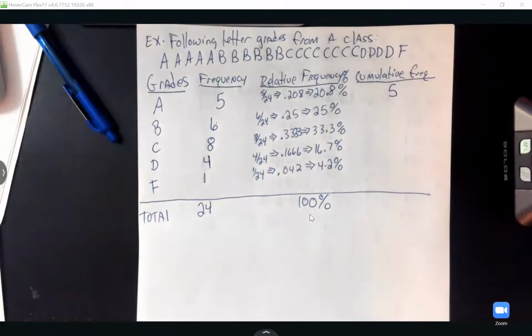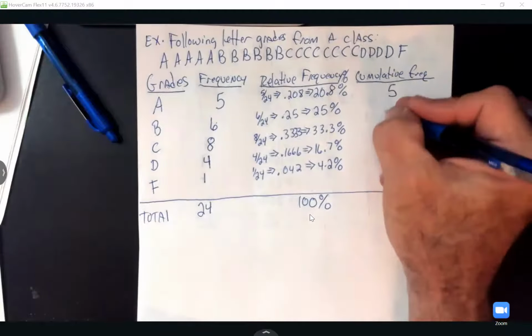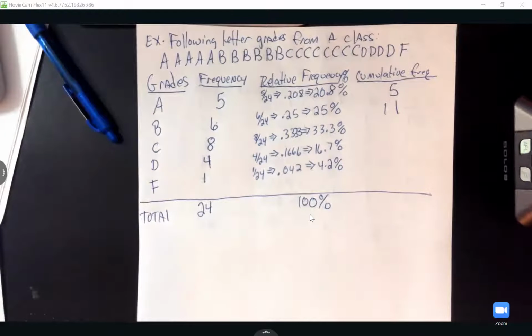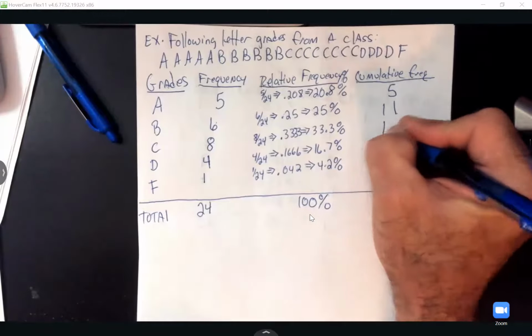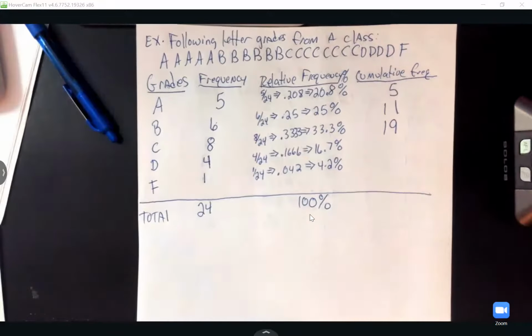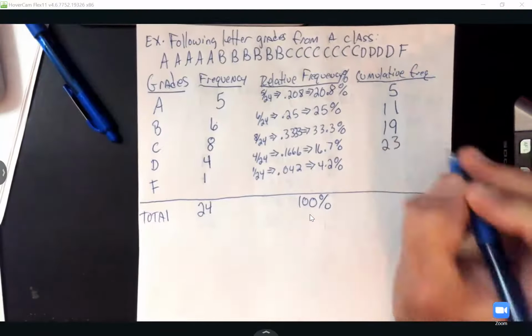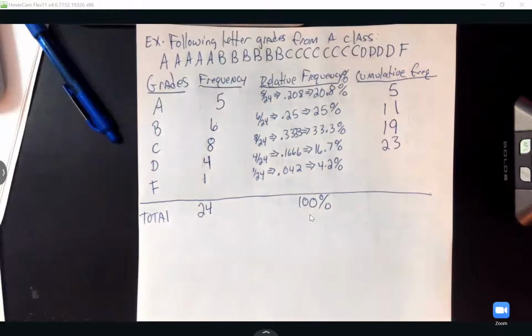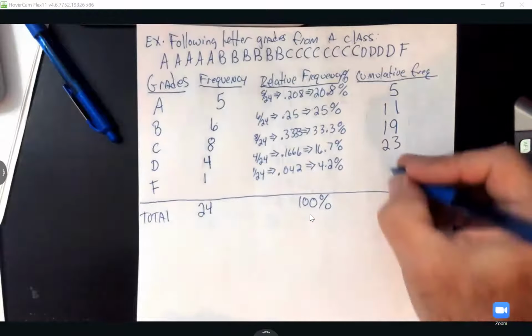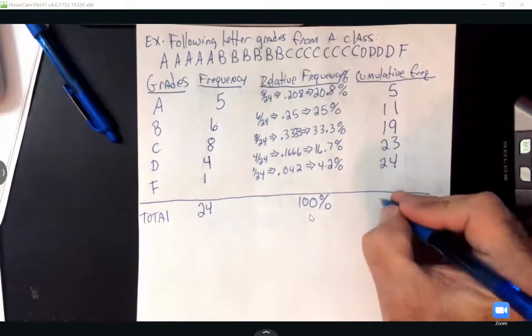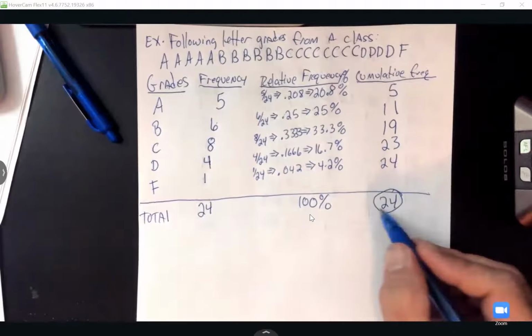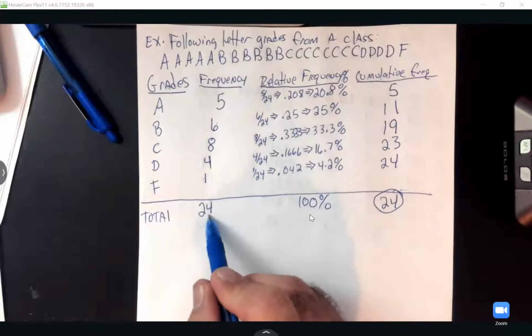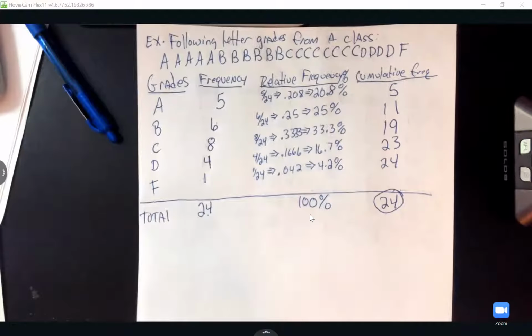All right, so you might as well just keep me going. 11. 11. 19. 23. Let's see, y'all getting these participation points, right? And what was that last one? 24. And remember, we said that the final cumulative frequency had to equal the total frequency over here. All right, so good job. Y'all are getting an idea.